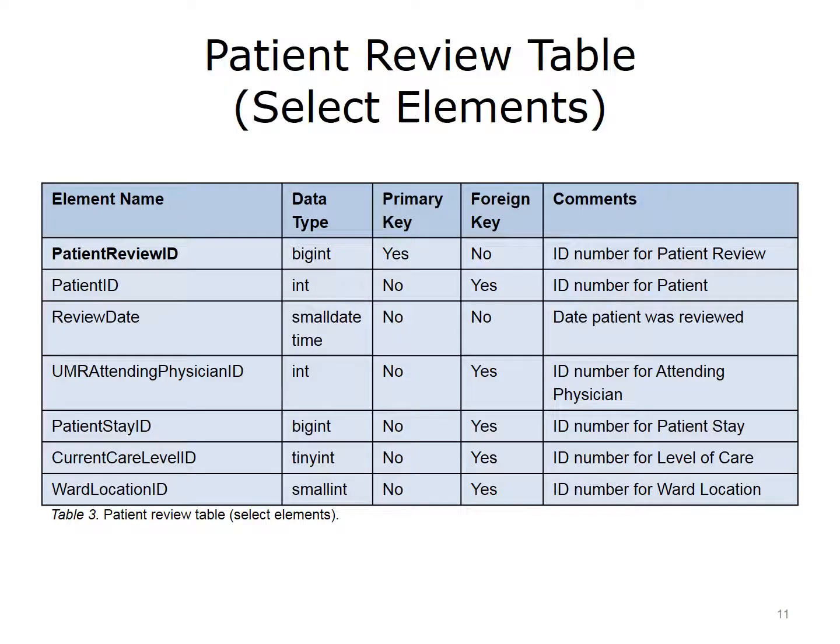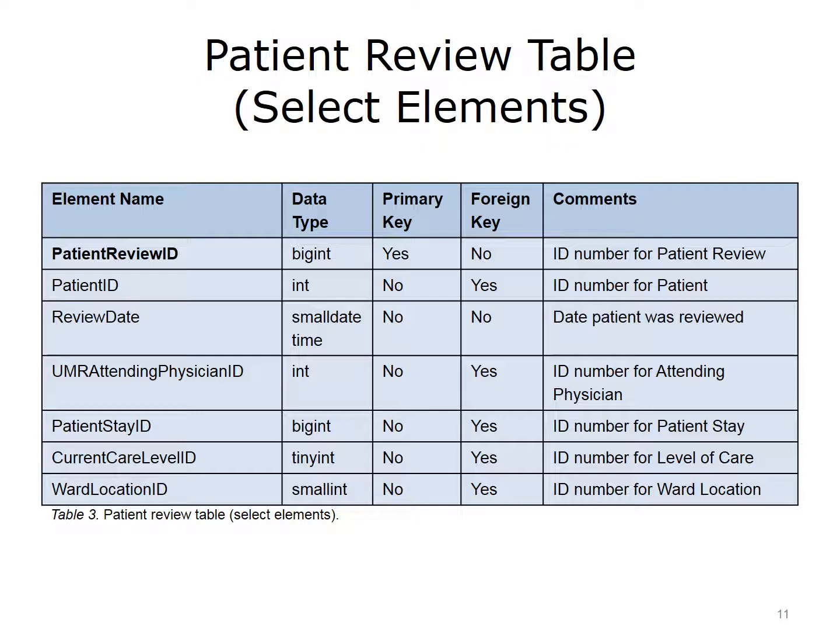The central functionality of the NUMI application is reviewing a patient's stay. This slide shows a description of the table that stores data relating to the review. As before, only select elements or fields are shown to simplify the example. The primary key of the table is the patient review ID, which is a big int, or an integer that uses more bits for storage than an int.